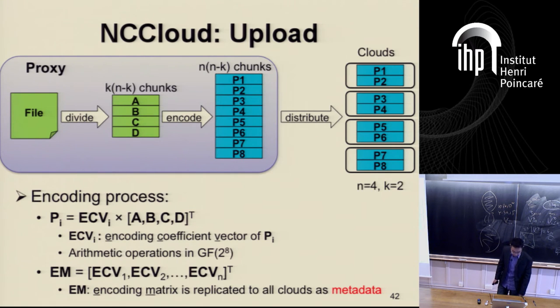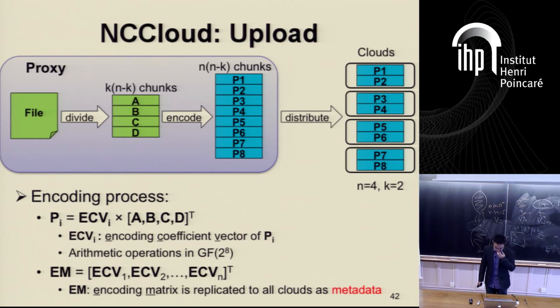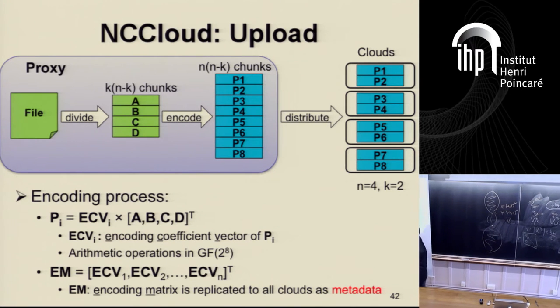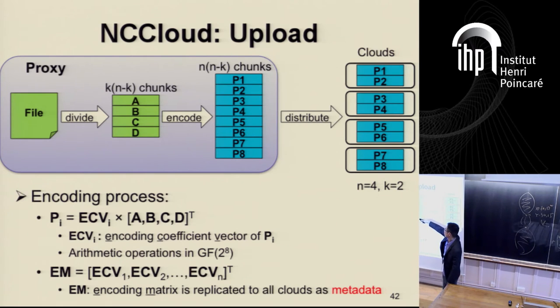Okay, next I will specify the basic operations in our NCCloud system. First, the proxy. The proxy will divide the file into k(n-k) chunks, and then encode them into coded chunks, and then distribute them to the clouds. We use the encoding coefficient vectors and the encoding matrix to show the encoding process.